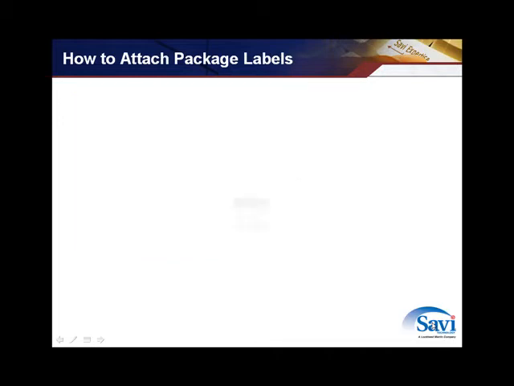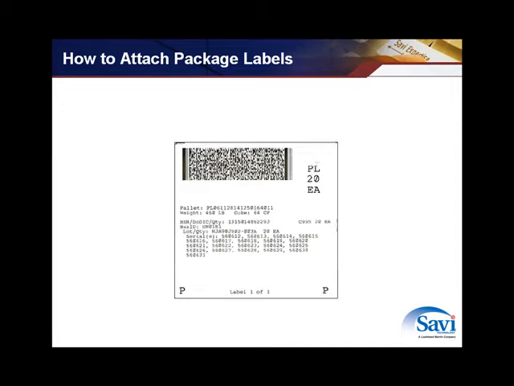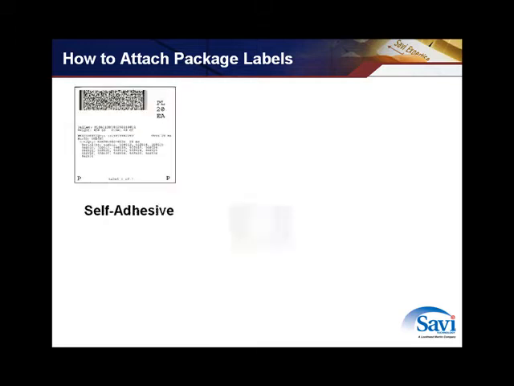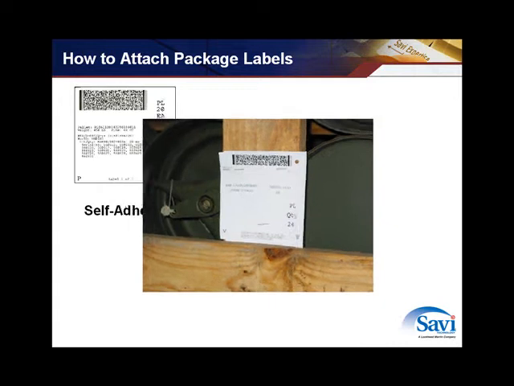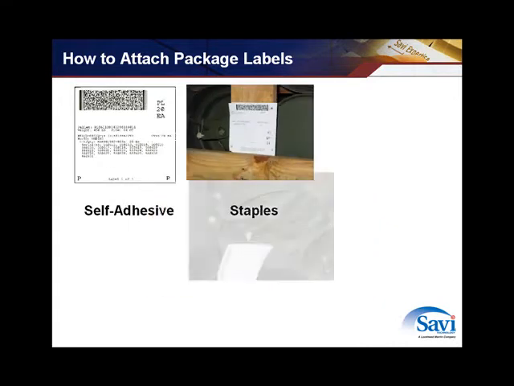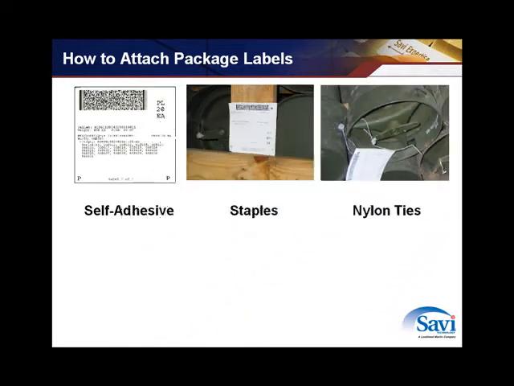There are a number of ways to attach labels to the material or its packaging. The labels have a self-adhesive which is appropriate for attachment to smooth, clean surfaces. The labels may be stapled to wooden pallets or boxes. The labels also have small punch holes near the upper right-hand corner, so they can be attached to material with a nylon zip tie. There are also some spray-on adhesives which may work in some circumstances.